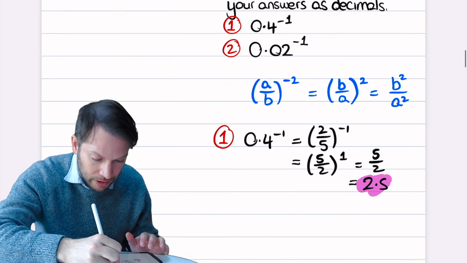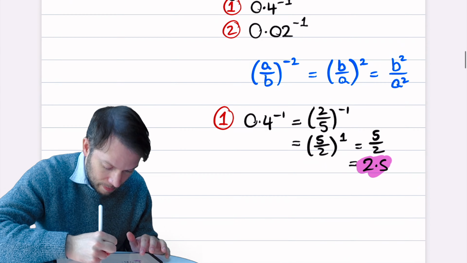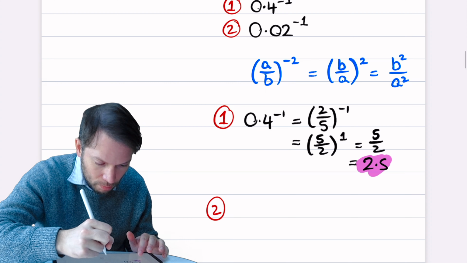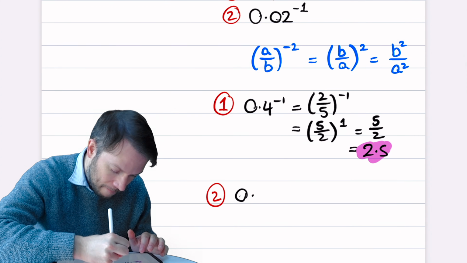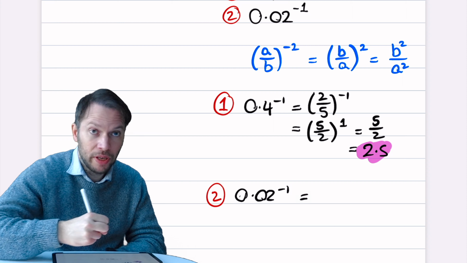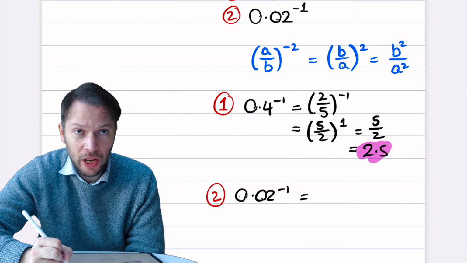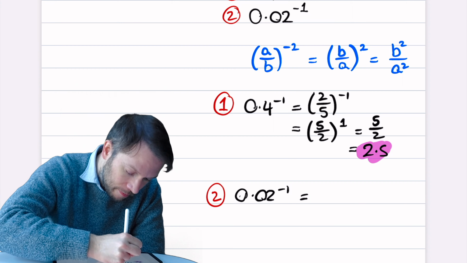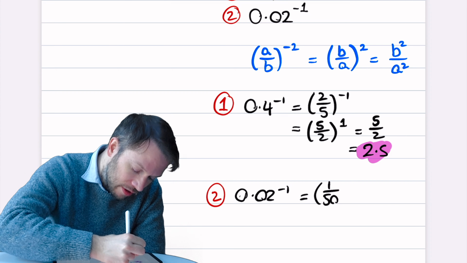Right, what about the next one? We've got 0.02 to the power of -1. So we write 0.02 as a fraction. That's 2/100ths, which is the same as 1/50th. We've got 1/50th to the power of -1.